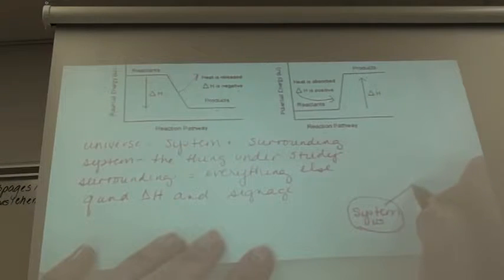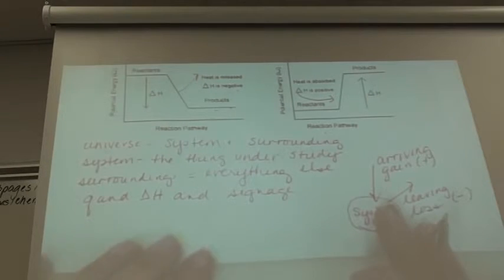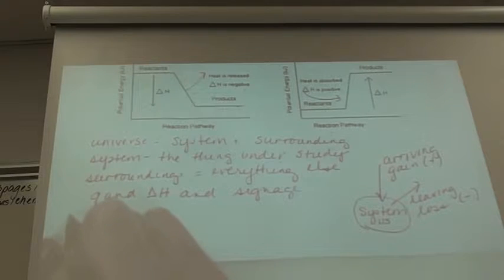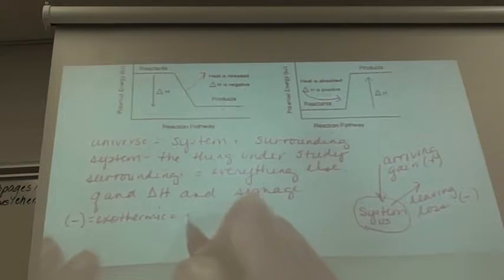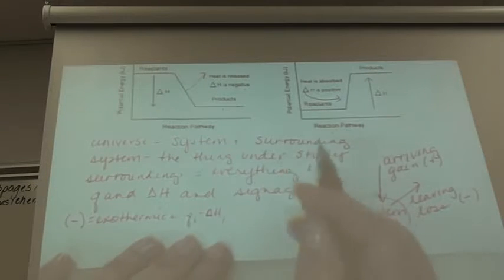So if we are talking about energy or heat leaving the system, that's a loss. And therefore, the sign will always be negative. If we are talking about heat arriving, that's a gain, and the sign of Q and delta H will always be positive. So if we have an exothermic reaction, that is a negative Q, a negative delta H, that means that heat left the system, and where did it go? To the surroundings.